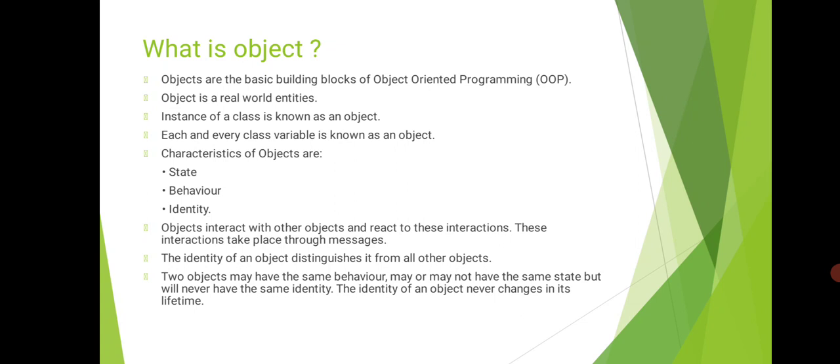Next we study identity, which is another characteristic. Each object has a unique identity, just as a person has a unique identity. Each person has their own Aadhaar number, and each student has their own register number, which cannot be repeated. That is identity. Similarly, an object has its own identity.